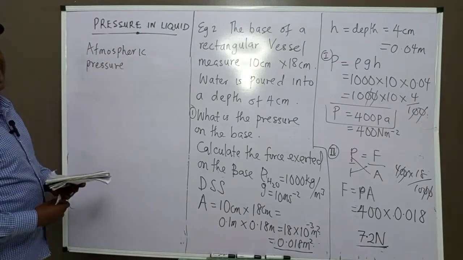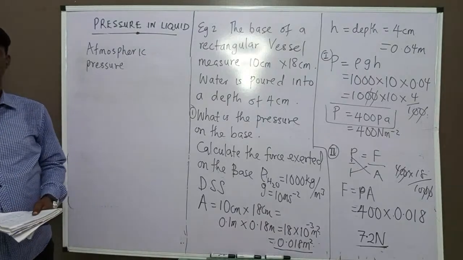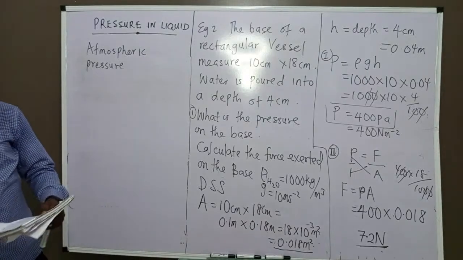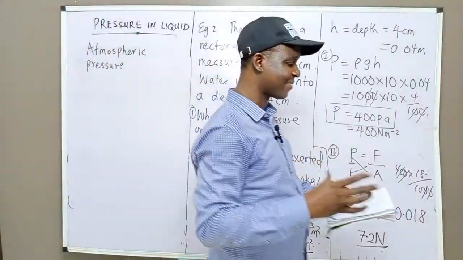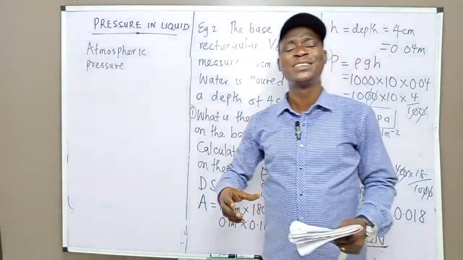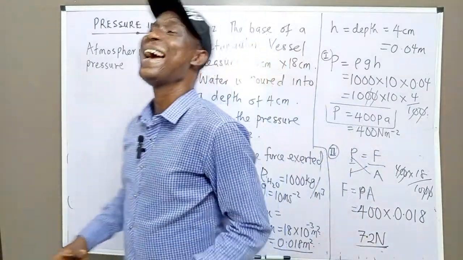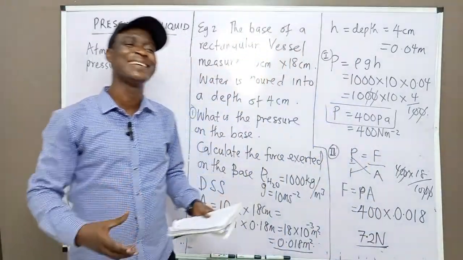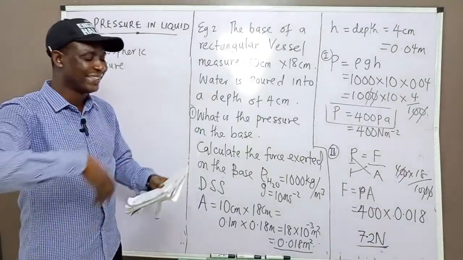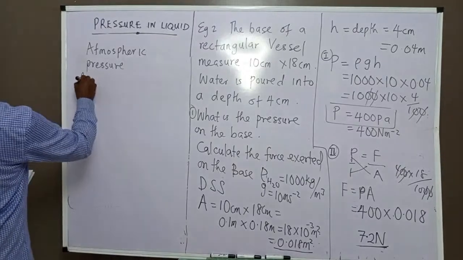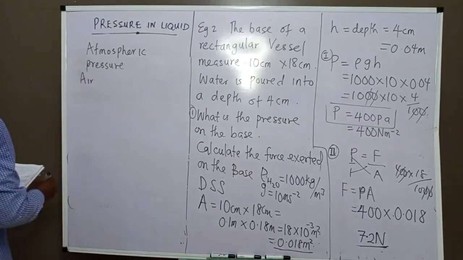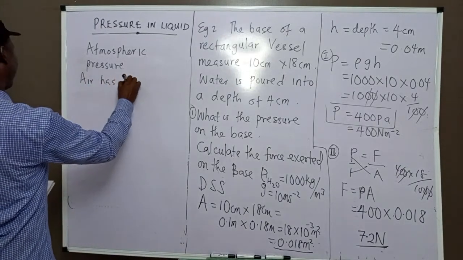The atmosphere has air, and that air has a weight. And owing to this weight, it exerts a pressure on the surface of the earth. That is what I'm saying now: there is air, and this air has a what? Weight.